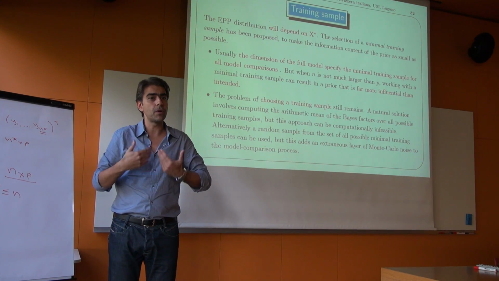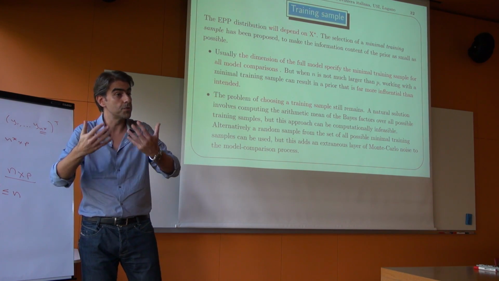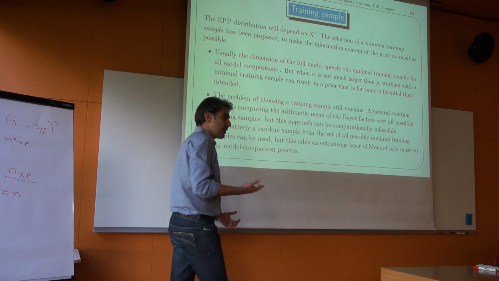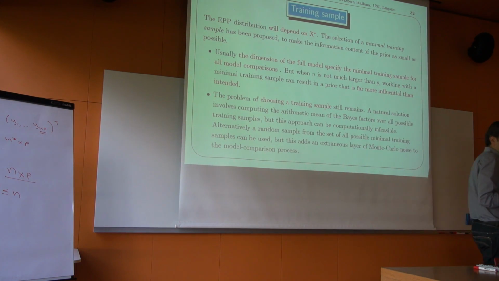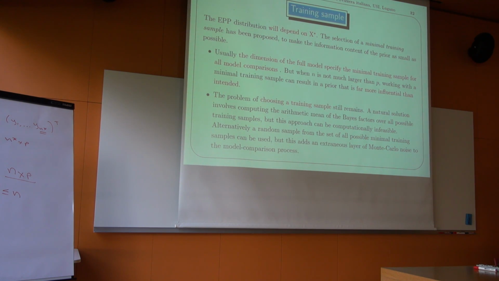So we have a computational problem. How many of these x star matrices shall we choose? So we have this difficulty. On the other hand, there is another problem here with EPPs, with expected posterior priors.